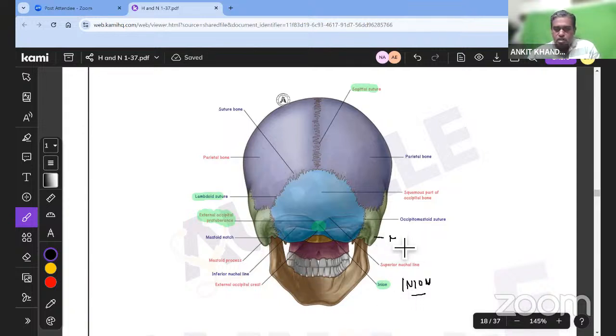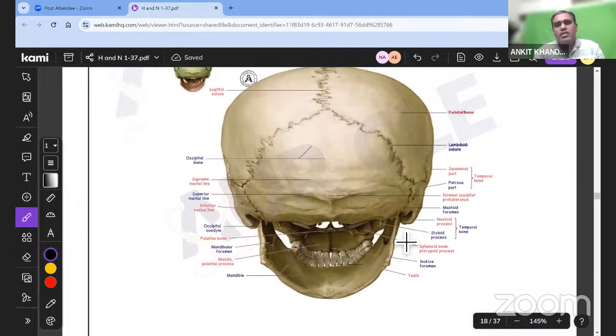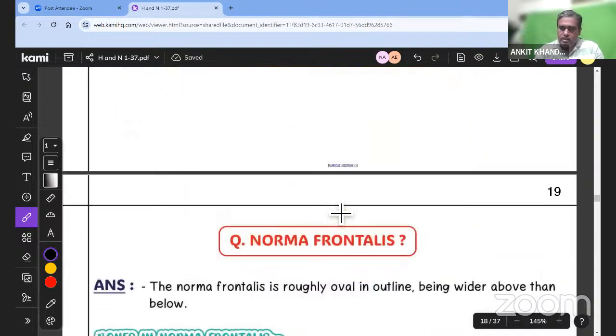Here you're seeing the mastoid process right behind the ear. You feel this bony projection coming down. It normally develops after 2 years of age. When the child starts to rotate the head right and left, the sternocleidomastoid muscle develops, and it pulls on this part of the temporal bone. That becomes the mastoid process of the temporal bone. So that's norma occipitalis. You can go through all these labelings, as they can easily be asked.